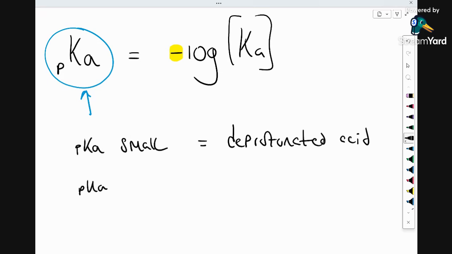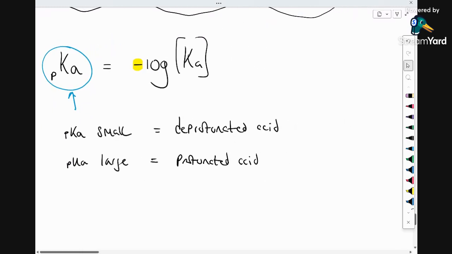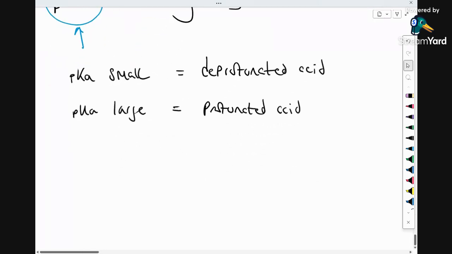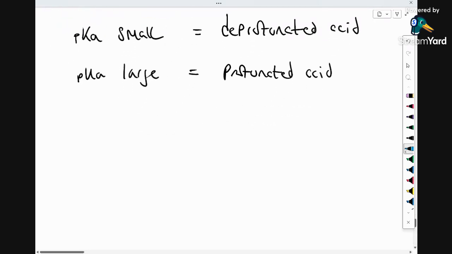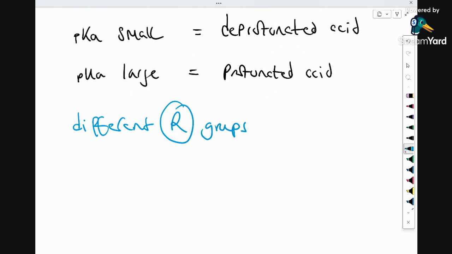If the pKa is large, that means we tend to have more of the protonated form of the acid. Okay. And you can look up these values for different things, right? The important point here is that different R groups, so different ionizable R groups, variable groups, have different pKa values.